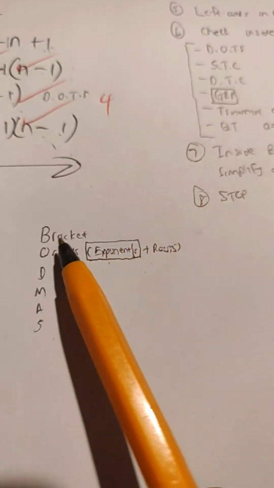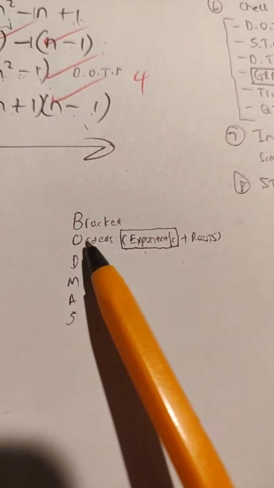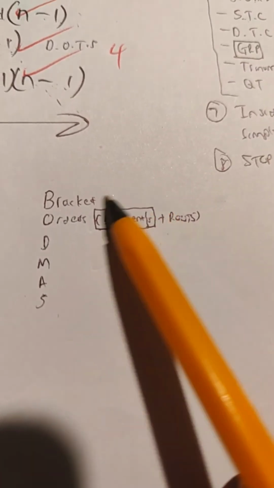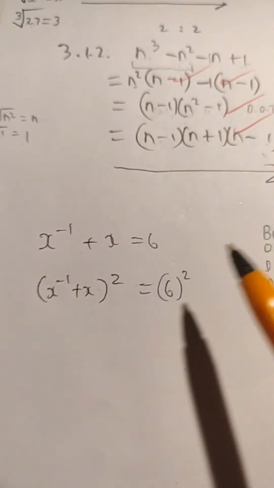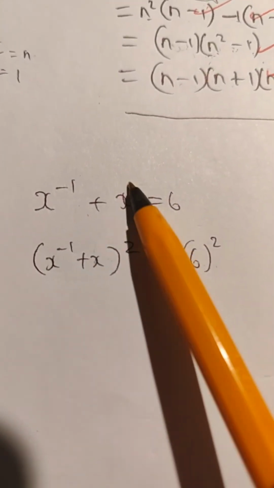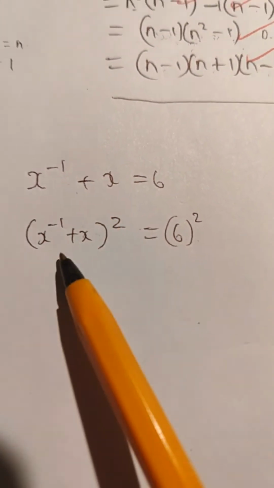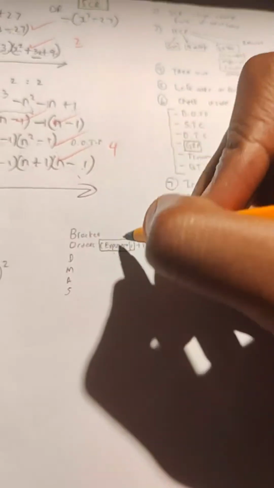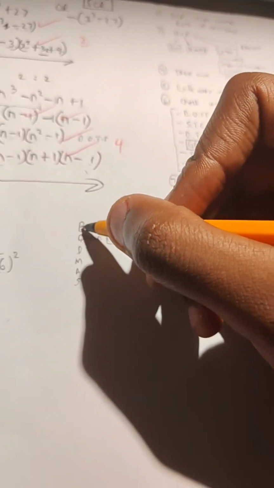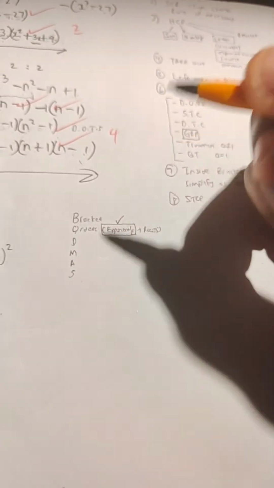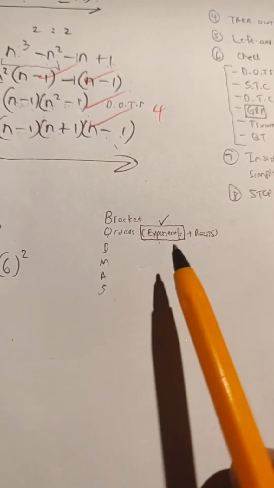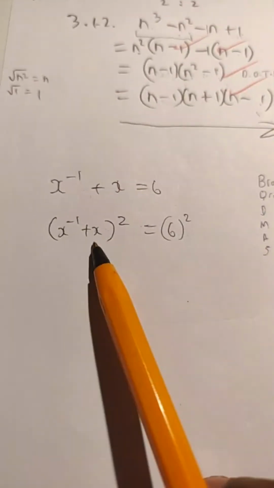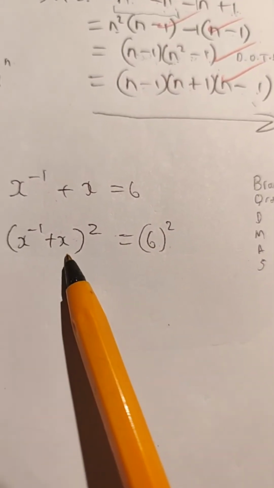Because of B brackets, O orders, because in BODMAS, orders means exponents, I square the left hand side of my equation. But what I do on the left in an equation, I'm going to do on the right. And I think in my order of BODMAS, applying that on the left and on the right is very much appropriate. So let us apply this exponential work.